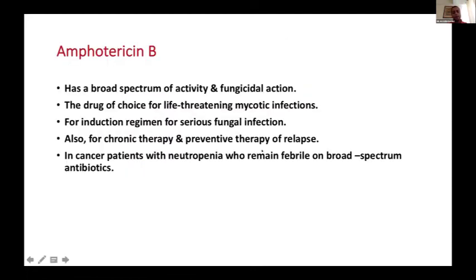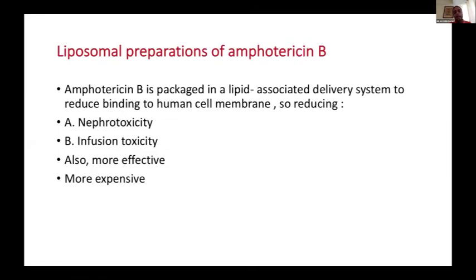So if you look at amphotericin B, it has a broad spectrum of activity and fungicidal action. It is a drug of choice for many life-threatening mycotic infections. Unfortunately, the main risk that we have with amphotericin B, especially in our transplant patients, is nephrotoxicity. It does tend to cause quite a bit of nephrotoxicity, especially the conventional amphotericin B, and that is why now we have the liposomal preparations of amphotericin B. The liposomal preparations are packaged in a lipid-associated delivery system to reduce binding to the human cell membrane. So therefore, it does tend to reduce the nephrotoxicity and the infusion toxicity.